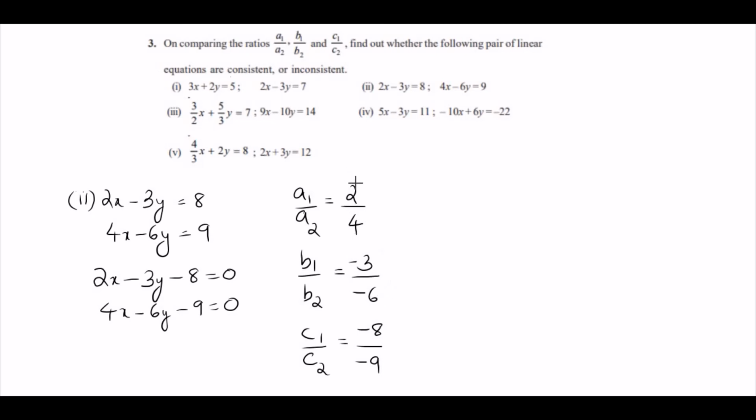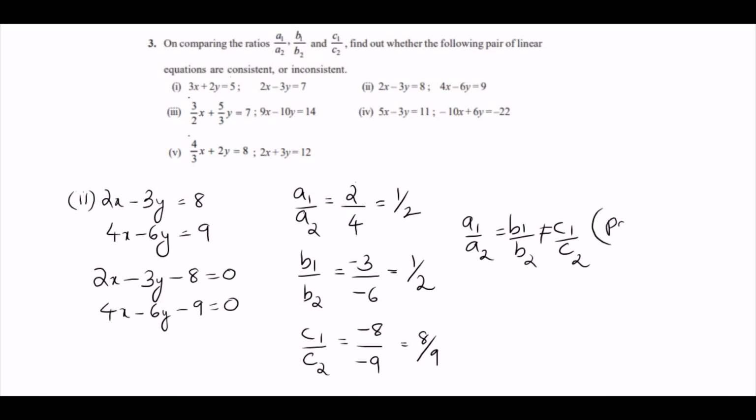So when you check, you can see this can be written as 1 by 2, and this, when negative and negative, it will become positive. 3 by 6 is 1 by 2 and this is 8 by 9. So here a1 by a2 is equal to b1 by b2, not equal to c1 by c2. That means you will get parallel lines. Parallel lines means there is no solution. So when there is no solution, you can say this pair of linear equations is an inconsistent pair of linear equations.